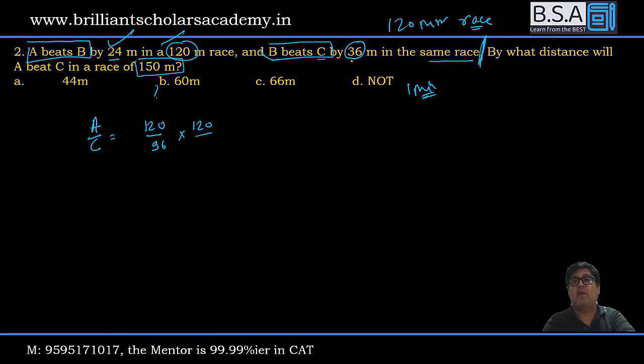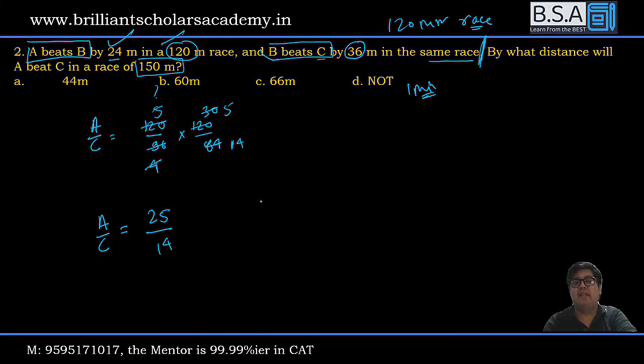120 minus 30 is 90. 90 minus 6, 84. Now, what do I want? I want a 150-meter race. Either I can achieve it right now or I can do it at the end. Let us do it at the end. Cancel whatever is possible for you. This is 24 into 5. This is 24 into 4. This is 4 into 30. This is 6 into 5. This is 6 into 14. So A upon C is 25 by 14.